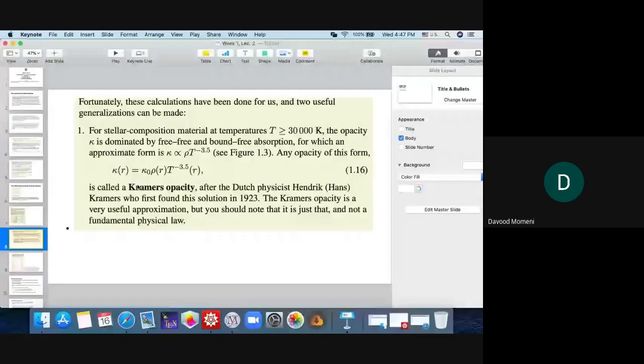In the history of physics, do you know who Kramers is and which subject he studied? You know? If you go to optics, electromagnetism, and the optical properties of matter, there are equations called the Kramers equation, Kramers-Kronig. So Kramers is that guy. Kramers was interested in the optical properties of matter. So equation 16 gives you the opacity for you.